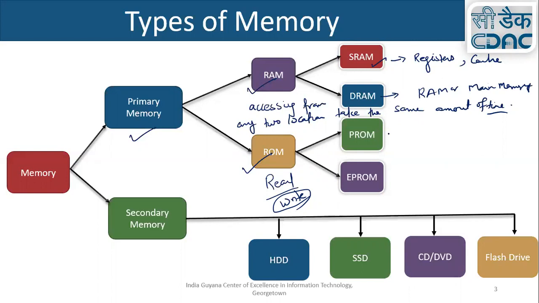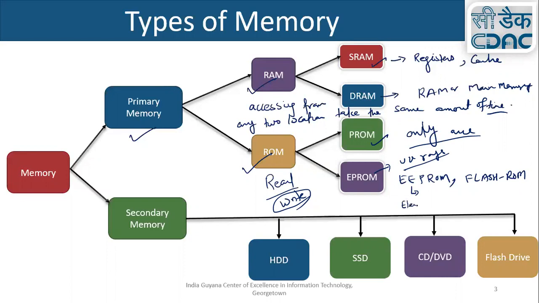Again, this ROM is divided into PROM, EPROM, and then EEPROM, and then flash ROM. And we defined these four types of ROM. PROM you can write only once, and after that you can't write. In EPROM, you can write again using UV rays. In EEPROM, you can use electrical signals to erase and then write, but only one byte at a time. And in flash ROM, you generally write 256 bytes at a time.